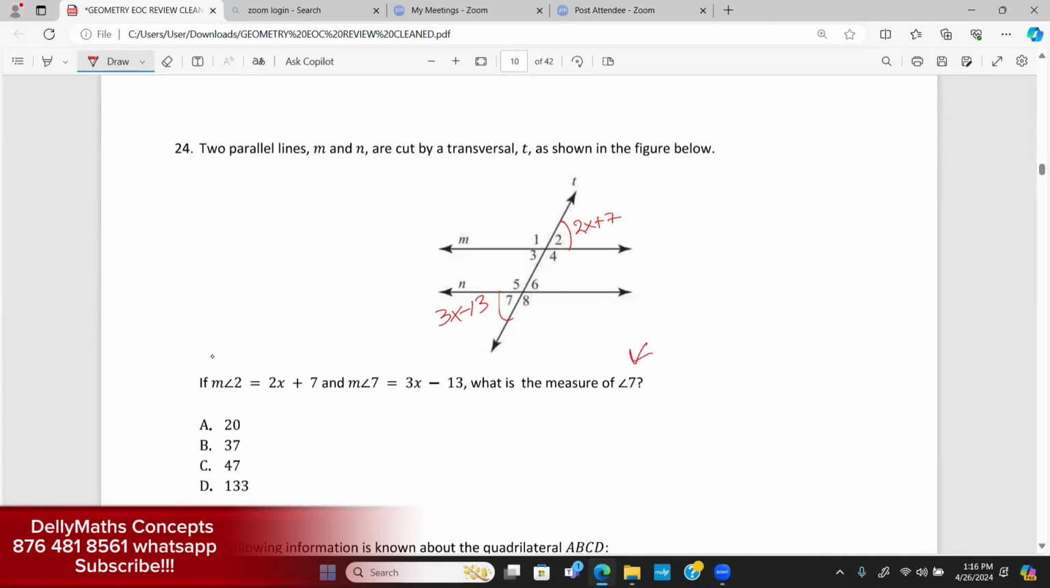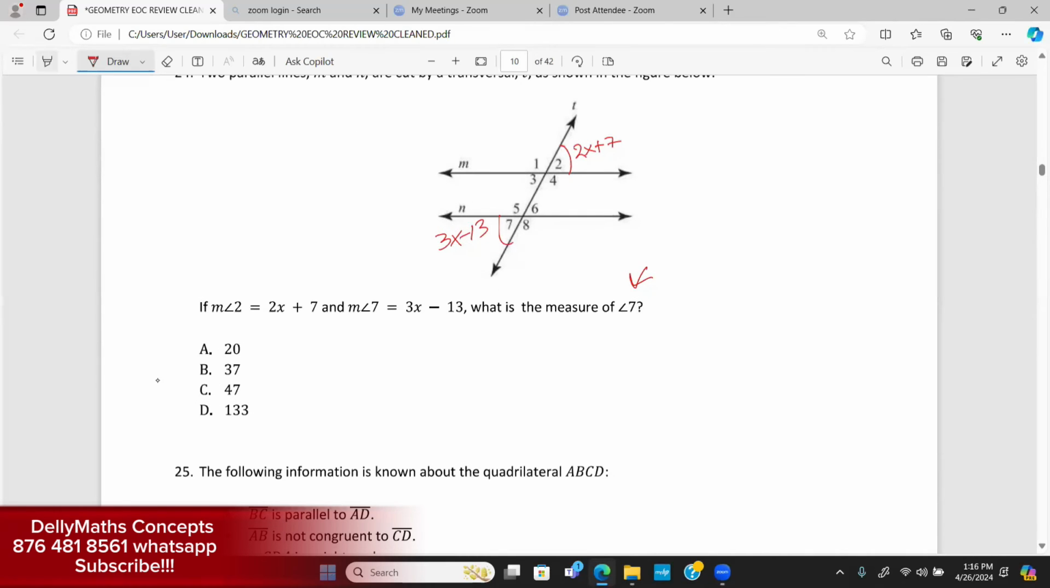All right, good. So remember now, if we know the relationship between this angle here and this angle here, we're good. These two angles are what we call exterior alternate angles. So they are alternate, but they are outside the parallel lines. They are congruent, which means that I could equate them. 2x plus 7 is equal to 3x minus 13.